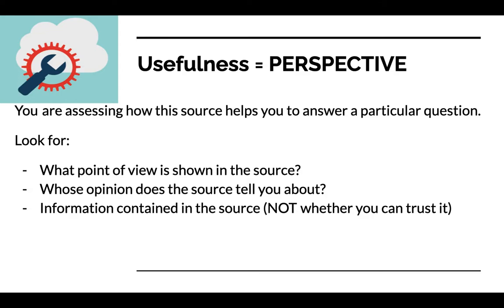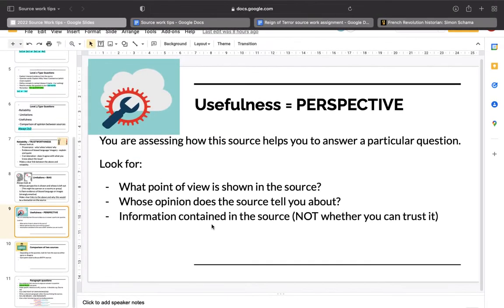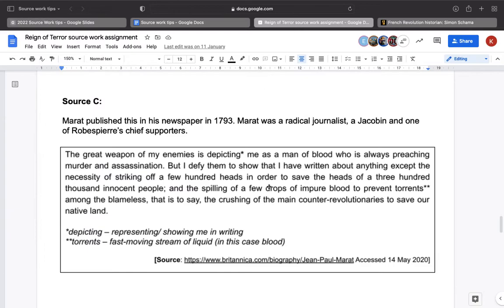So what you need to think about when answering this question is, what point of view is shown in the source, whose opinion does the source tell me about, and then what is the information contained in the source? So what is the content of that opinion? How is it actually going to help me understand things? So we're going to go back to source C, looking at this as an example.